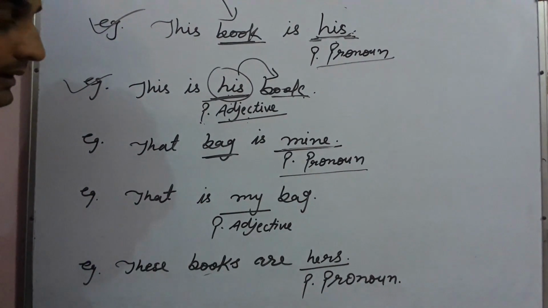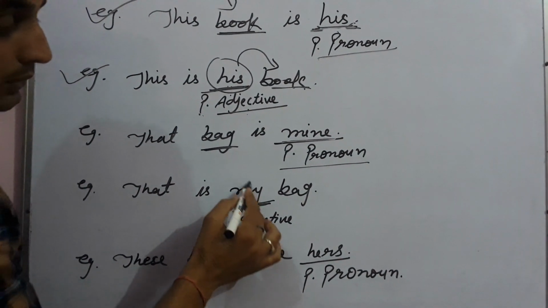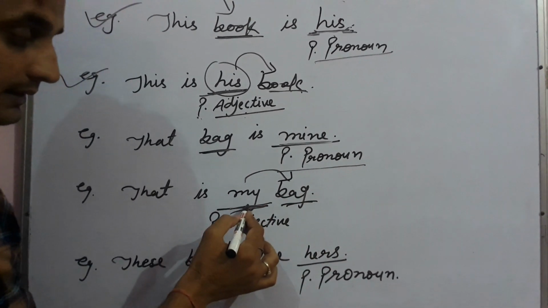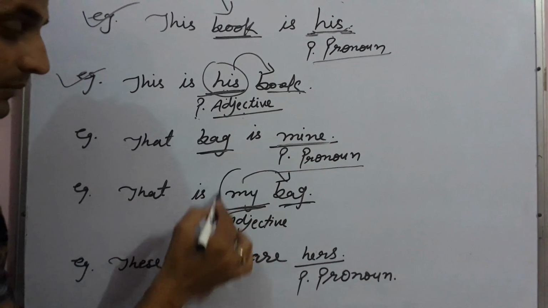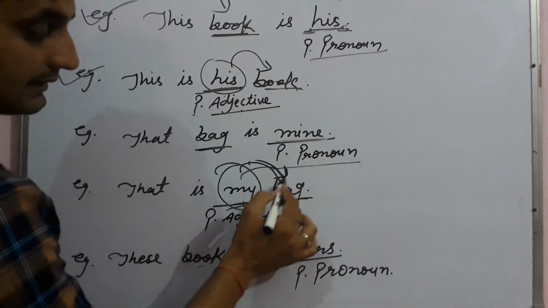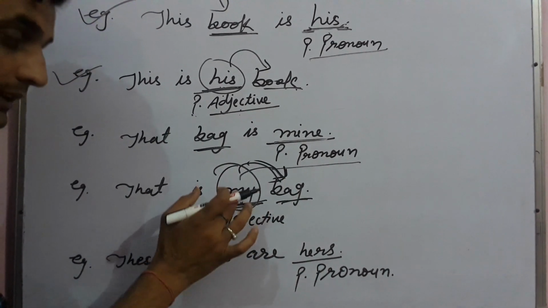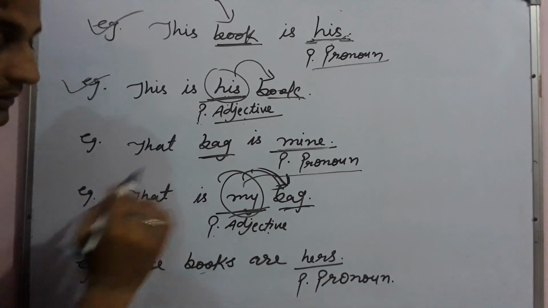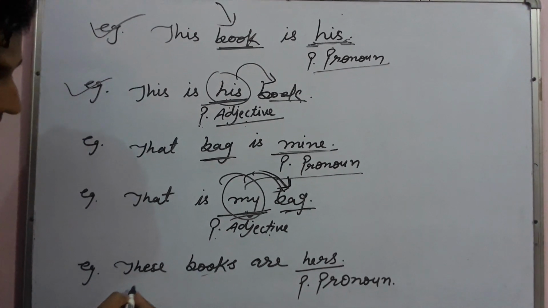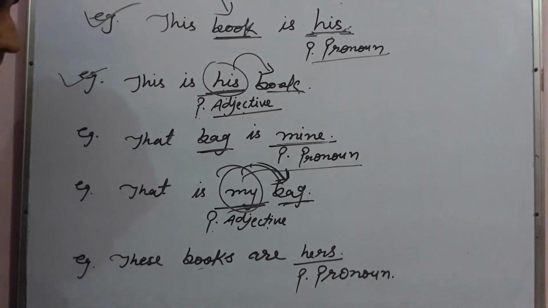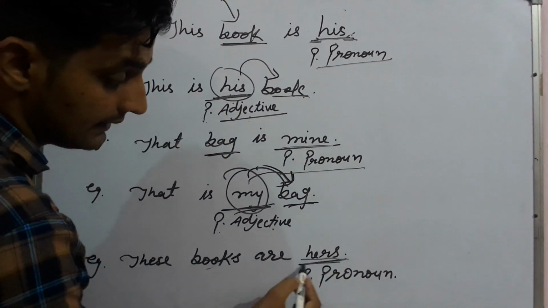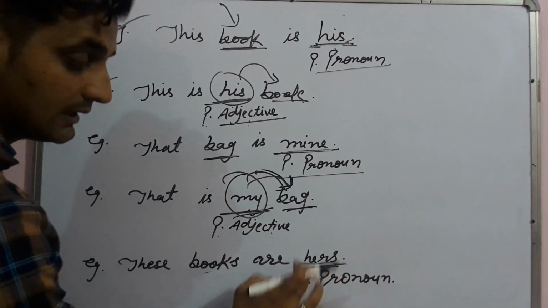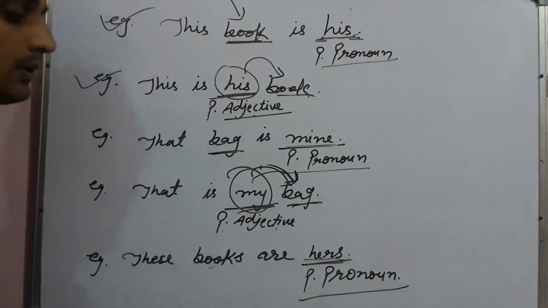That is my bag. Now my word is followed by a noun. Bag is a noun here, and it is just after the word my. It means my is followed by a noun. That's why it is included in the category of adjective. It is a possessive adjective here. And the last example is these books are hers. Hers word is not followed by a noun. That's why it is included in possessive pronouns.